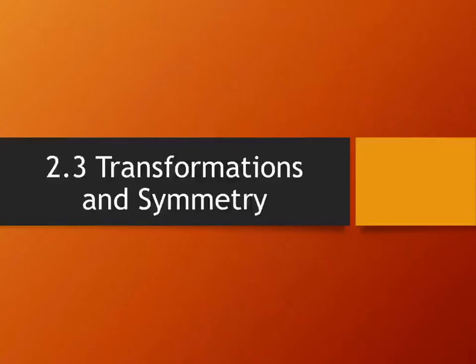So the idea of a transformation is you're taking one of those basic graphs we did in the last section, and we had 7 of them, I think, and we're moving them up and down and left and right, and we're stretching them out of shape. That's what transformational geometry is about.